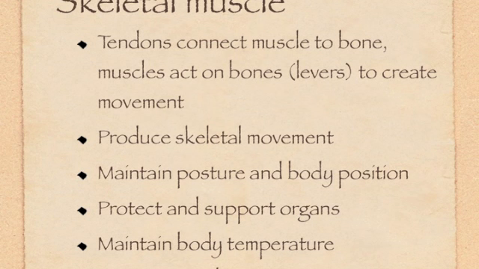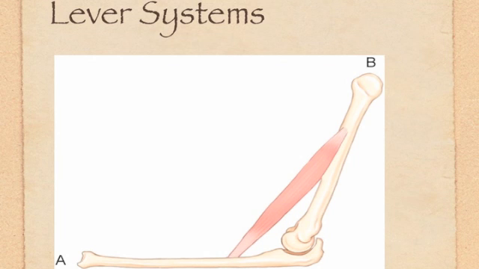It's also responsible for maintaining our upright posture. It can protect our organs. So, for example, the abdominal muscles protect the organs inside our abdomen. It also allows us to maintain body temperature because we produce heat with muscular contraction. And one of the characteristics of skeletal muscle is that it takes on a striated or striped appearance. And this is just a depiction of how a muscle has an origin on one bone, inserts on another, and causes skeletal movement, or the two bones to either come together or move away from each other.